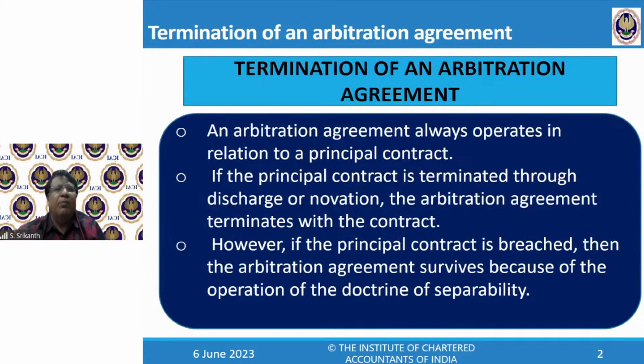So an arbitration agreement always operates in relation to a principal contract. If the principal contract is terminated through discharge or novation, the arbitration agreement terminates. However, if the principal contract is breached, then the arbitration agreement survives because of the doctrine of separability. See, he agreed to pay, he didn't pay. There's a breach now. Merely because it is breached, you cannot say the arbitration agreement has failed. No. But if the parties themselves have either discharged the contract or novated it and created a new contract between themselves, then the old contract is novated. That old contract, if it has an arbitration clause, that is also gone.